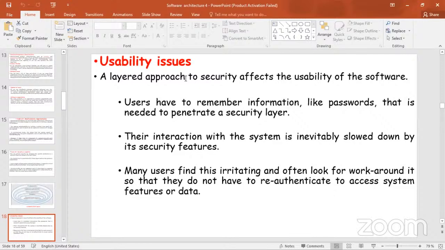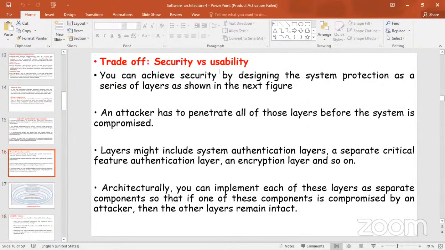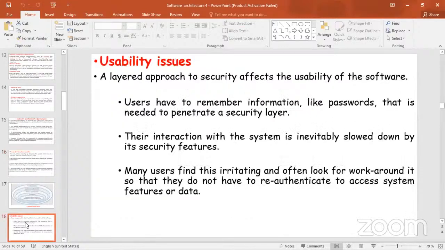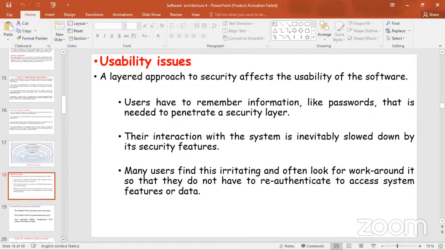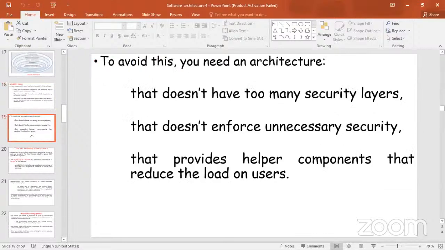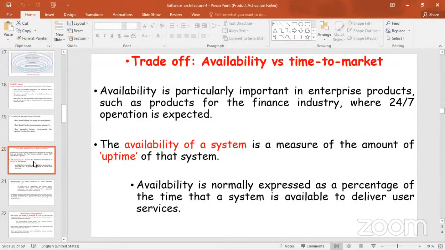So in balancing security and usability, you have to balance how you present your security in such a way that it doesn't affect the people using your system. Now, to avoid this, you need an architecture that doesn't have too many security layers, that doesn't enforce unnecessary security, and that provides helper components that reduce the load on the user, as I have explained for the case of Facebook.